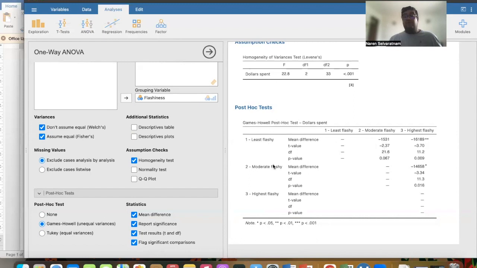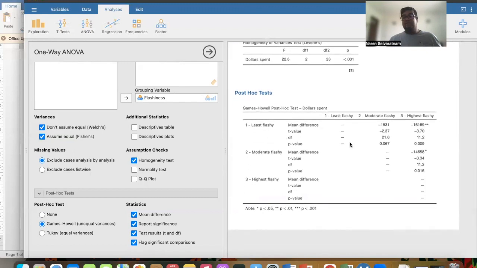But from the moderate to the highest, there's a noticeable difference. Least to moderate, no difference. But moderate to highest, there's a noticeable, statistically significant difference, because the mean difference is 14,658 and the p-value is 0.016. That's a statistically significant difference. And the least to highest is also a statistically significant difference, the mean difference is 16,189, and this is the p-value.